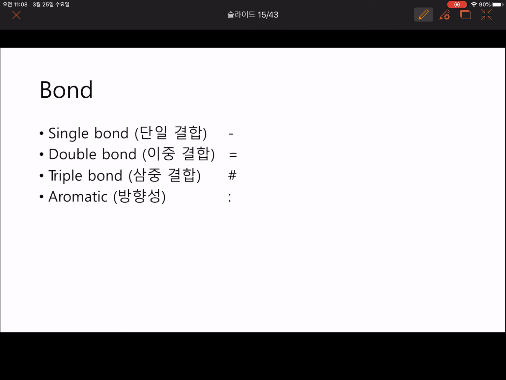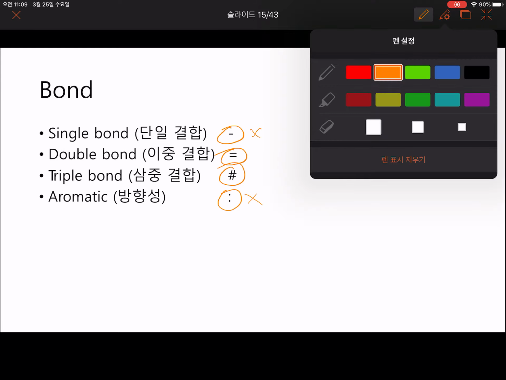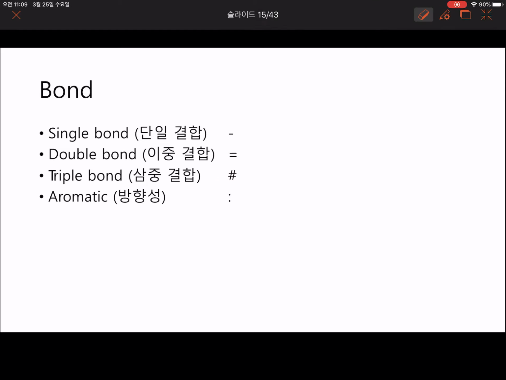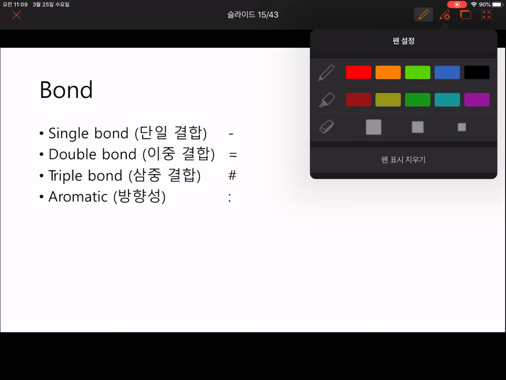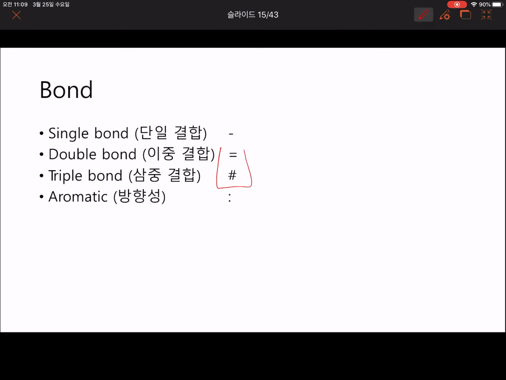And how is the bond information represented? The bond is also simple. The single bond is represented with a short dash, the double bond is written with the equals symbol, the triple bond is written with the sharp symbol, and aromatic rings are generally written with a colon. But the single bond and aromatic bonds are not usually used. So all you have to memorize is the double bond and triple bond.